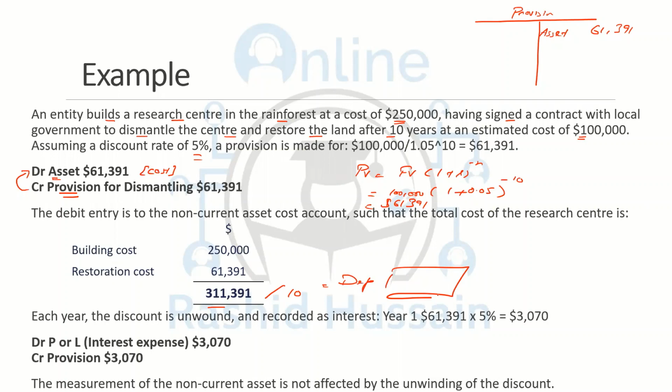The second concept is that we have to restate the liability every year by using the same percentage which we use for discounting. So 61,000 multiplied by 5% gives you 3,070. And the double entry is you charge that as a finance cost within the profit or loss, and you increase the provision by that. So the provision account is being credited due to the profit or loss, which is 3,070, and then you are going to get the closing balance of the provision, which is 61,391 plus 3,070.